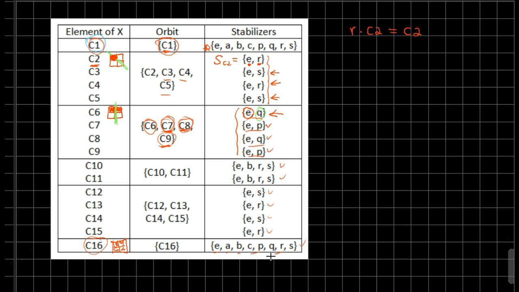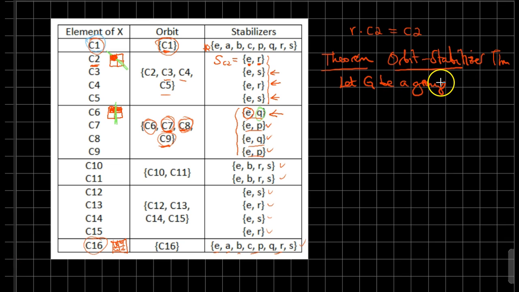So long story short, we can now make our critical observation, and the theorem would follow, obviously. So let me actually directly state the theorem itself. It's called the orbit stabilizer theorem. So if you have a group G, we can say let G be a group acting on a set X, and then in that case we have the following result.